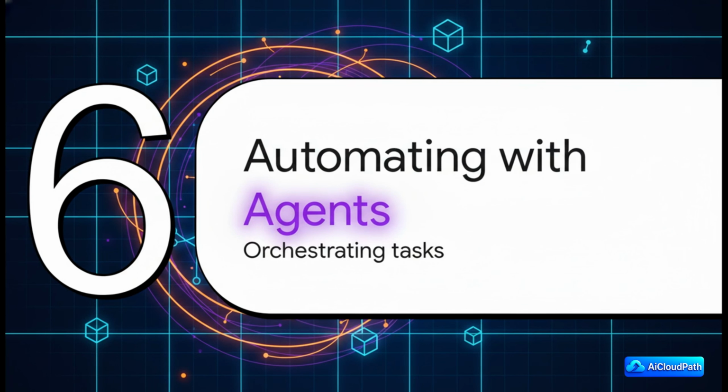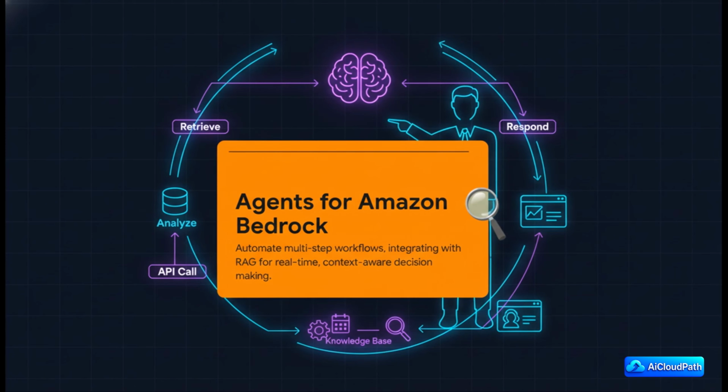And finally, let's bring this all home. How do you take all these powerful pieces and get them to perform complex, multi-step jobs all by themselves? That's where agents for Amazon Bedrock come into play. The best way to think of an agent is as an AI project manager. It can take a big, complicated request like, find and book me the best flight and hotel for a trip to Seattle next week, and then it just does it.